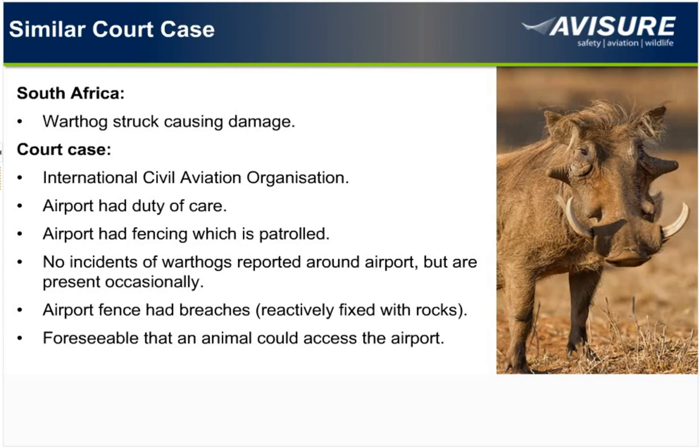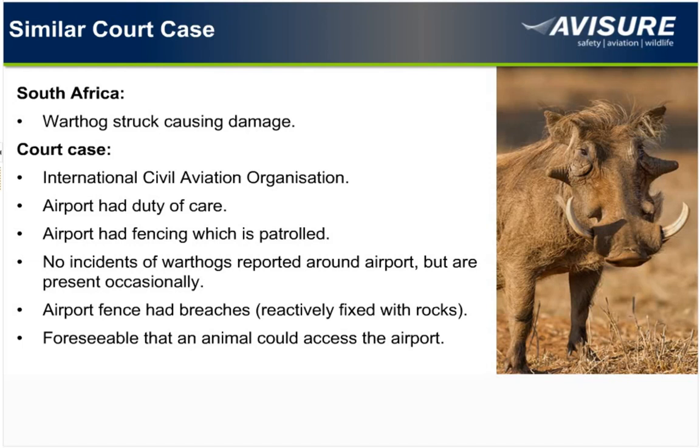In this case, though, it was quite interesting that the airport had an animal-proof fence. It was quite a big fence. However, the fence had breaches, as many aerodromes here in Australia have, whether it be hares or foxes or rabbits or wallabies getting in underneath the fence. And it was very reactionary. They would go out and they'd just chuck some rocks in the hole.